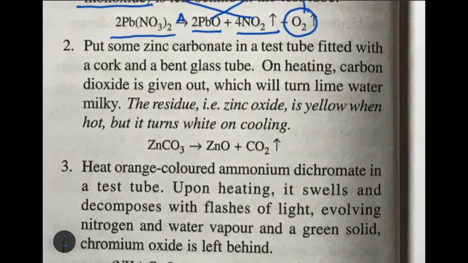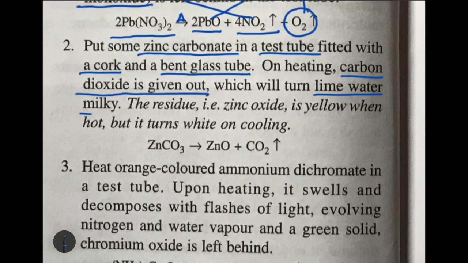Okay, now moving on to the next experiment. We take some zinc carbonate, again in a test tube which is fitted with a cork and a bent glass tube. Now when you heat it, we're talking about decomposition reaction. So when we heat it, carbon dioxide is given out. So how do you know it is carbon dioxide? Because it will turn lime water milky. Okay, and the residue, the solid which is left behind, is zinc oxide.